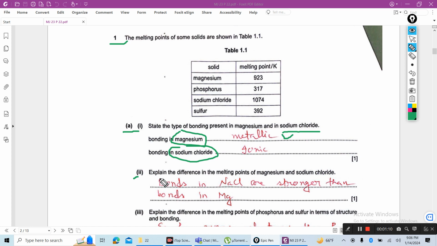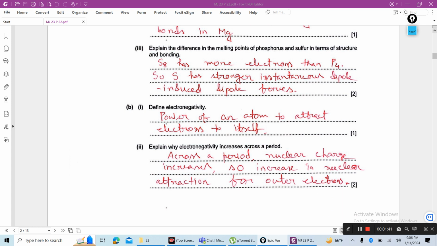Number 2. Explain the differences in melting points of magnesium and sodium chloride. Sodium chloride is an ionic compound, so bonds in sodium chloride are stronger than bonds in magnesium. In an ionic compound, there is strong attraction between opposite ions.